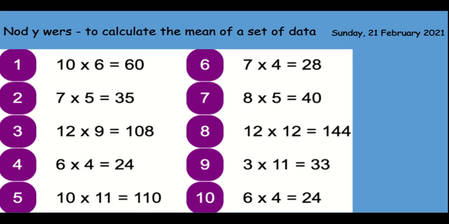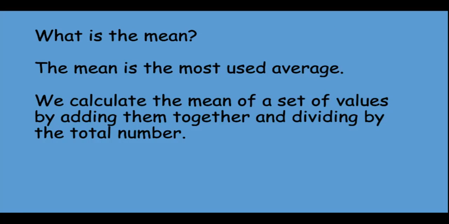Okay, so what do we mean by mean? We've got three averages: the mean, median and mode. You may have looked at the median and mode before. The mean is the one that people use most often. We calculate the mean by adding up all the values that we've got and dividing by the total number, how many things we had. So let's have a look at a couple of examples.